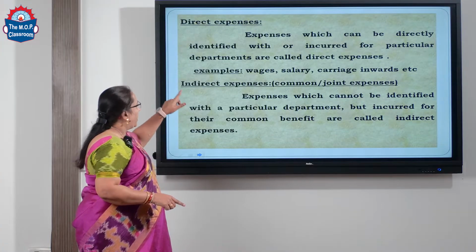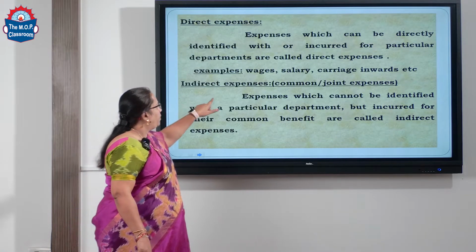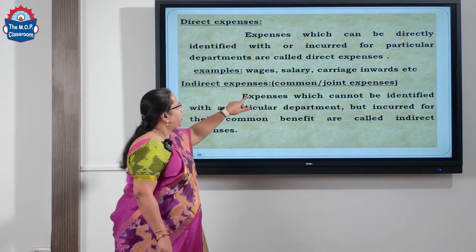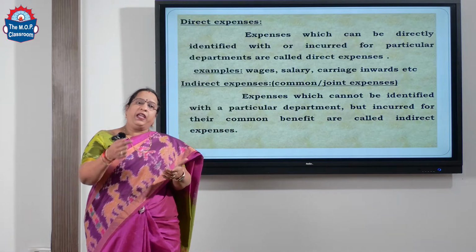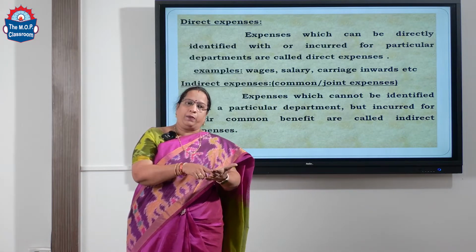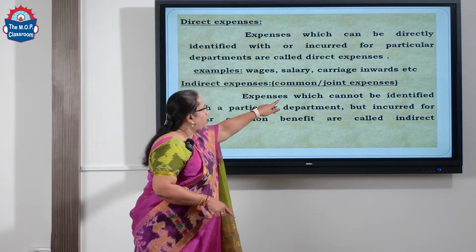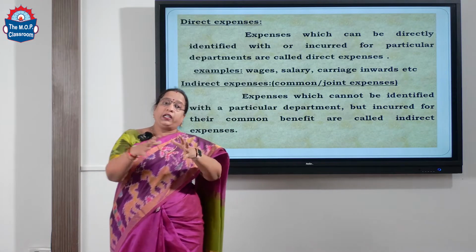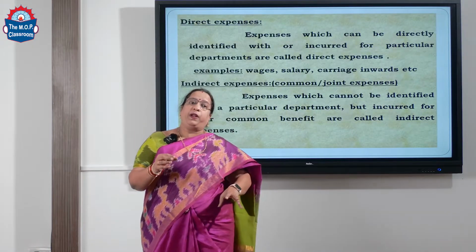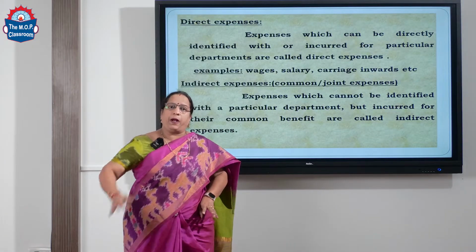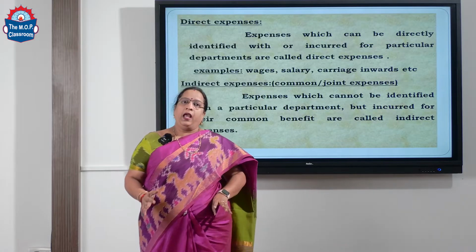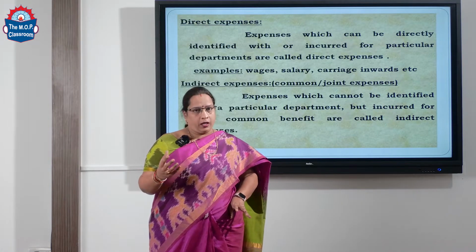Let us look into direct expenses. As I told you, these can be your direct expenses like wages, salary, carriage inwards, etc., which can be in direct relation to a particular department, whereas it can be certain indirect expenses, which are common and joint expenses, which are collectively held by all the departments. For example, rent of a building. All the departments are housed in a particular building, and you give the rent as a common expense.